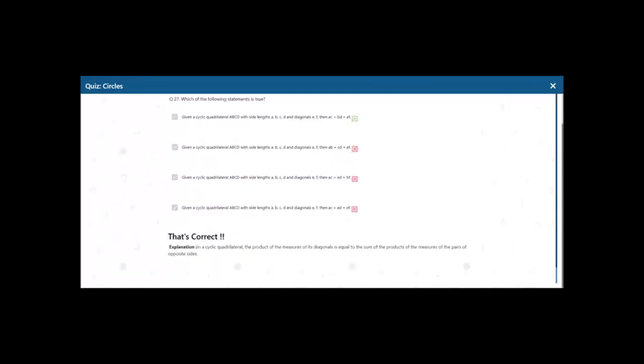In a cyclic quadrilateral, the product of the measures of its diagonals is equal to the sum of the products of the measures of the pairs of opposite sides. That is, if you multiply the measures of the diagonals, it will be equal to the sum of the products of the measures of the pairs of opposite sides. We didn't know this, right? Yes, ma'am. An extra point we have learned.